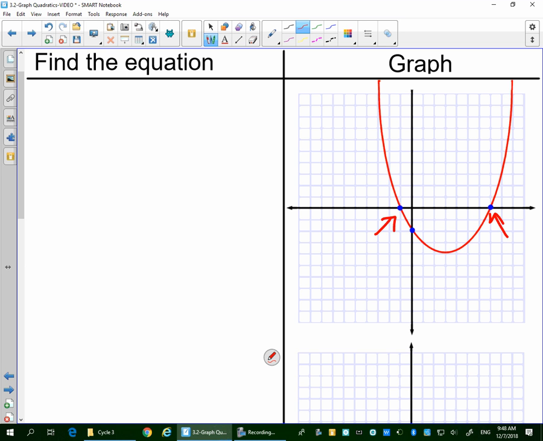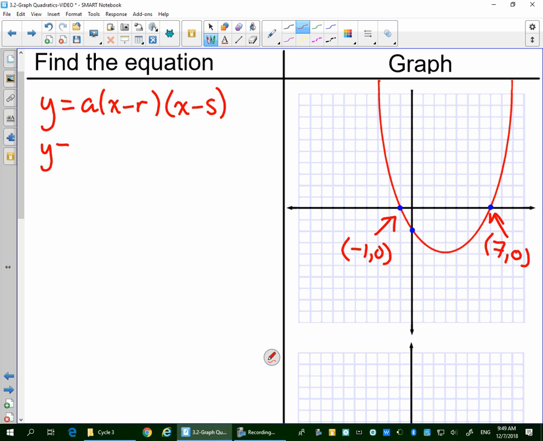So this point here is -1, 0. This point over here is 1, 2, 3, 4, 5, 6, 7, 0. And then we have another point here that will come into play momentarily. Now, this is what we generally consider to be the general form of the equation of a factored quadratic.